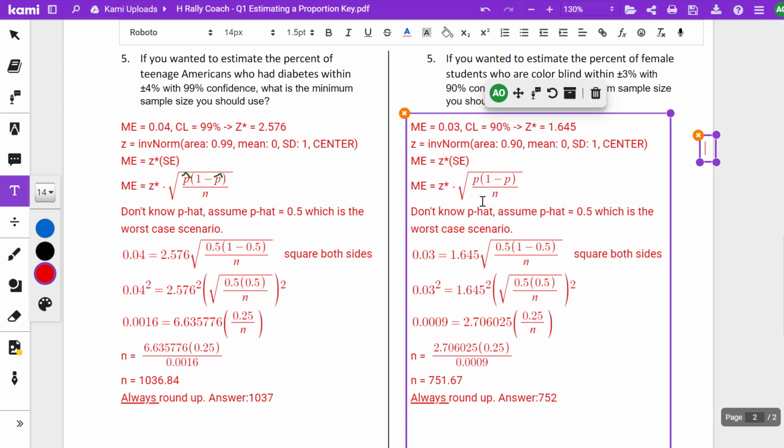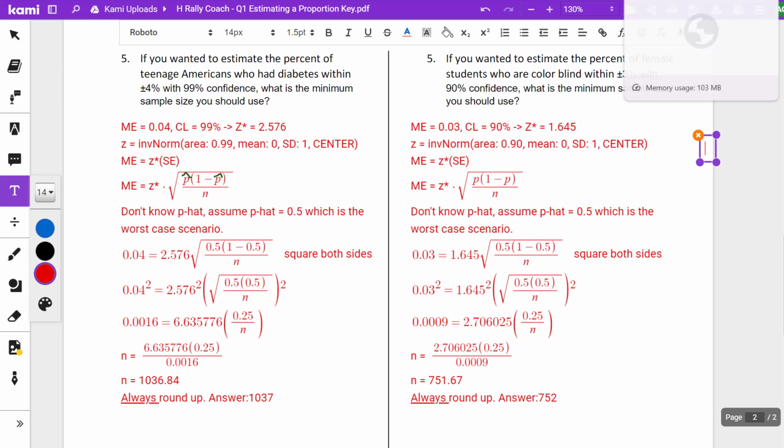Same thing on this side. We put in our critical values. We can square both sides. And we have 751.67. Always round up. Even if that was 0.4, it would still go up. And your answer is 752.